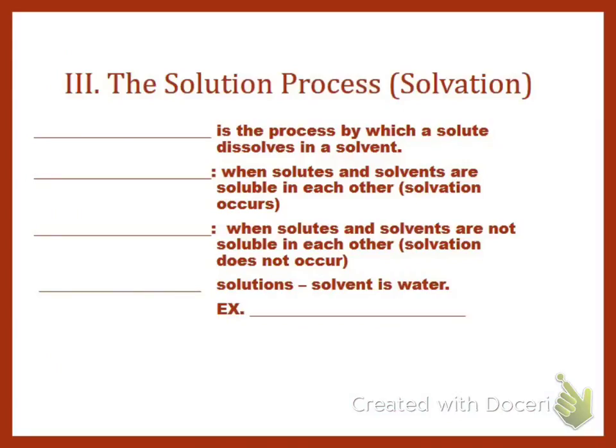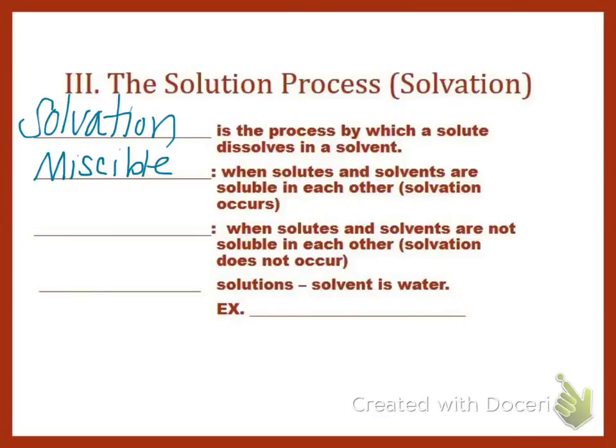Okay? So that brings us to the solution process, which is called solvation. Not salvation, solvation. And that is the process by which a solute dissolves in a solvent. When solutes and solvent are soluble in each other, in other words, they will form a solution, we say that they are miscible. Think of mixable. They're mixable, they're miscible. Okay? If a solution does not form when you try to mix them together, it's said to be immiscible. So oil and water would be considered to be immiscible.